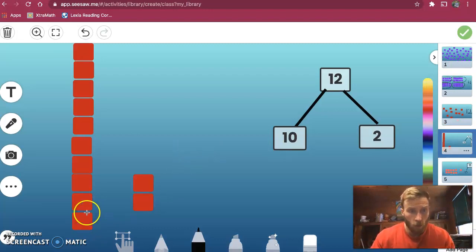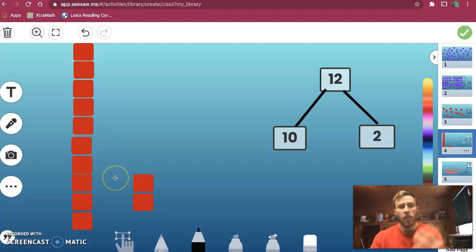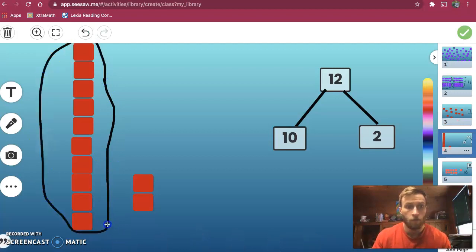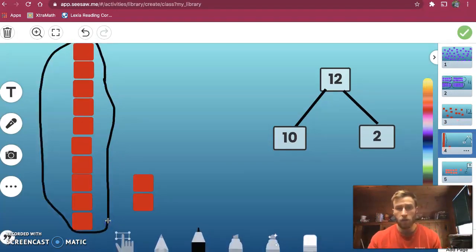So if we look here, 1, 2, 3, 4, 5, 6, 7, 8, 9, 10. How many groups of 10 do I have in this picture? I'm going to circle my group of 10. I see one right here. Do I have any more groups of 10? I do not. So there we go.